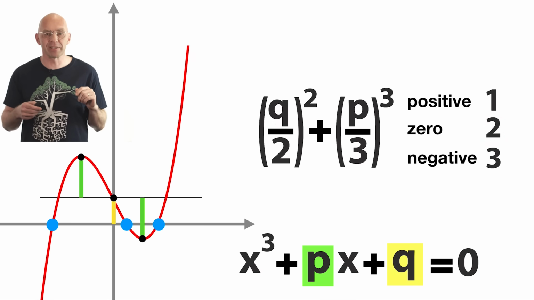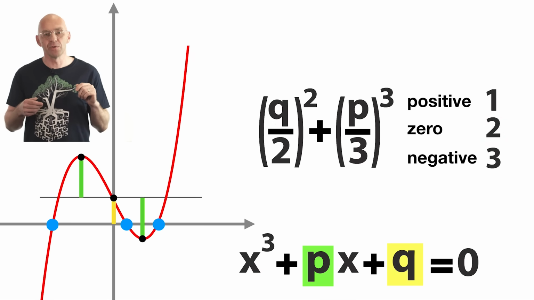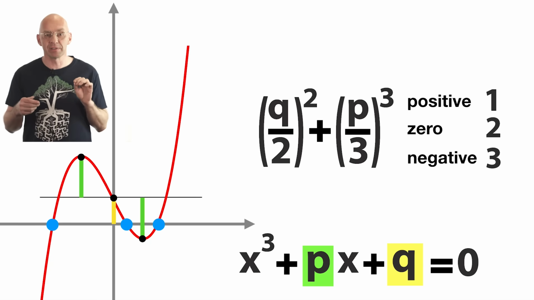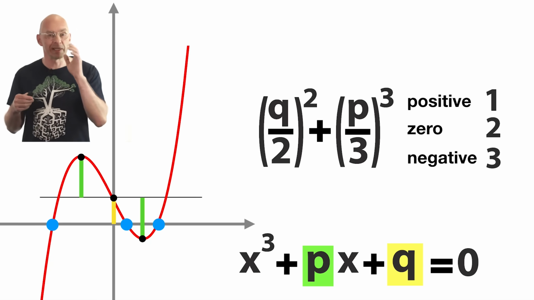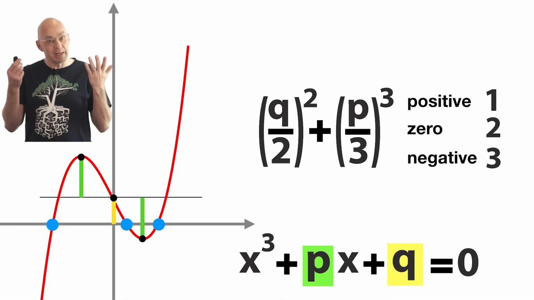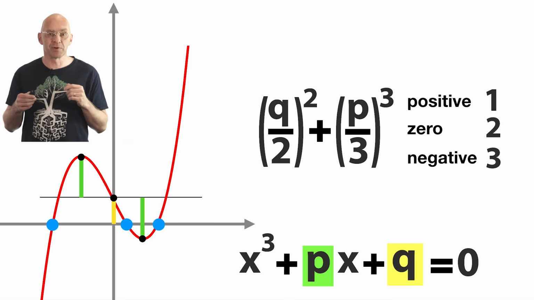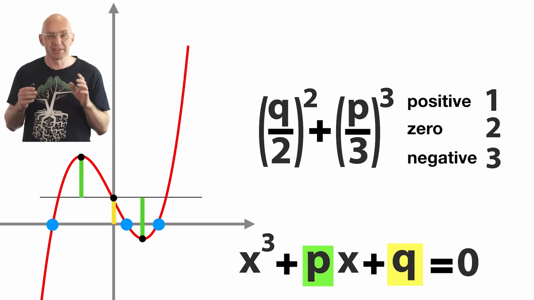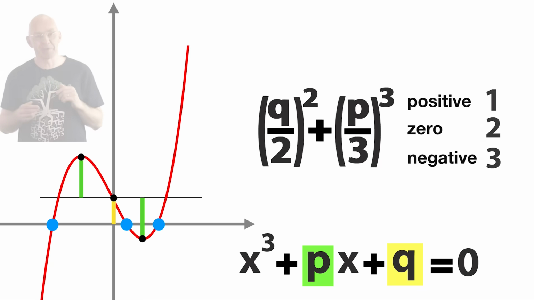Anyway, the takeaway message from all this is that (q/2)^2 + (p/3)^3 plays the same role for cubics as the discriminant b squared minus 4ac plays for quadratics. And just like b squared minus 4ac features prominently in the quadratic formula, we'll see that this cubic discriminant takes center stage in the cubic formula.